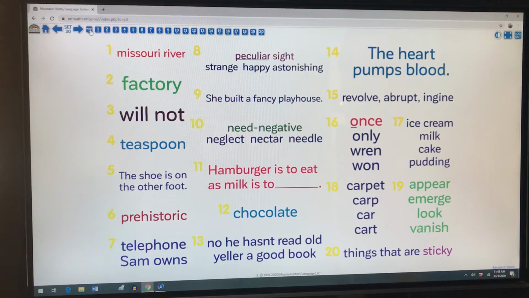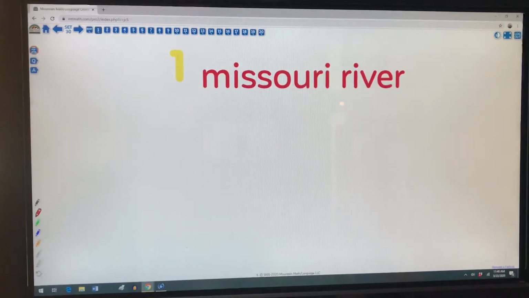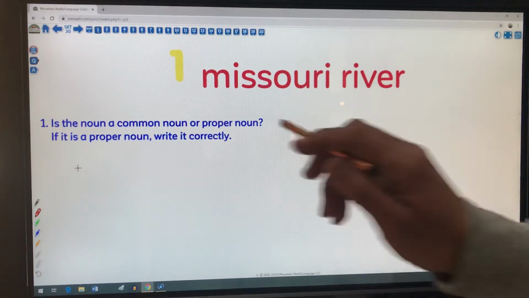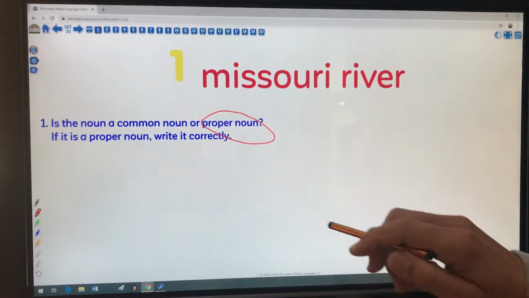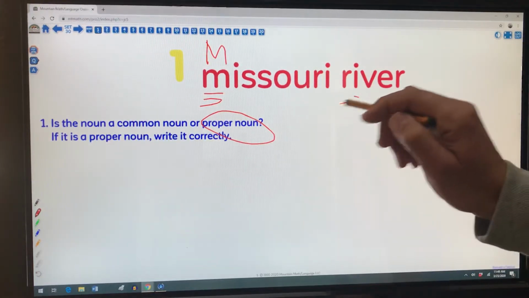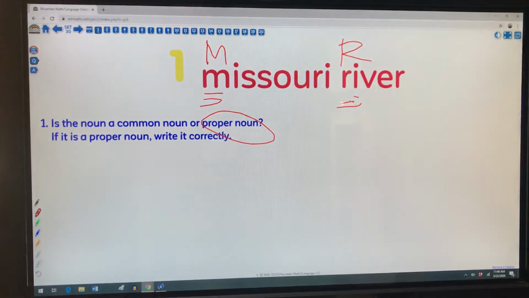This is Set 30 for Mountain Language. Same rules apply as we do it in the classroom. What I don't have is one of you to help me out, so bear with me, okay? So, number one, common or proper noun. I know that this is a proper noun because it names a specific thing. So in that case, I need to capitalize both the M and the R in Missouri River.